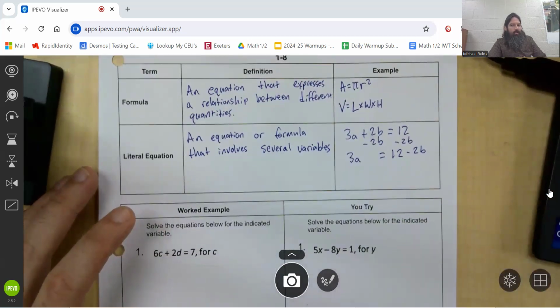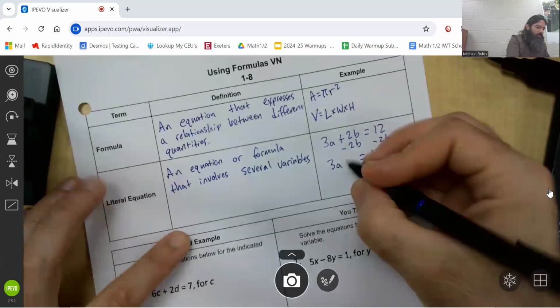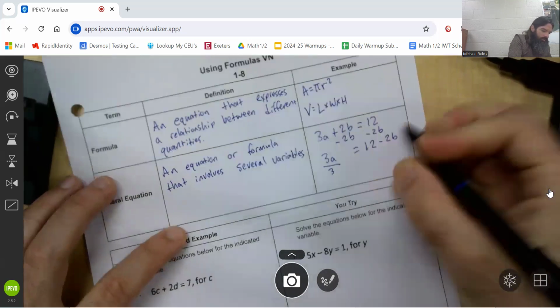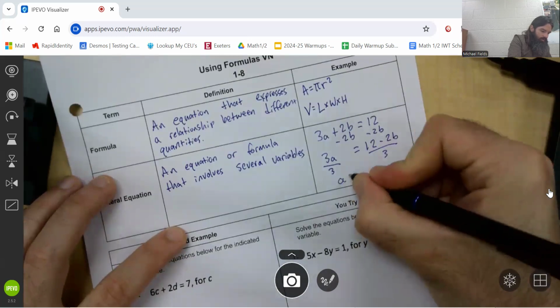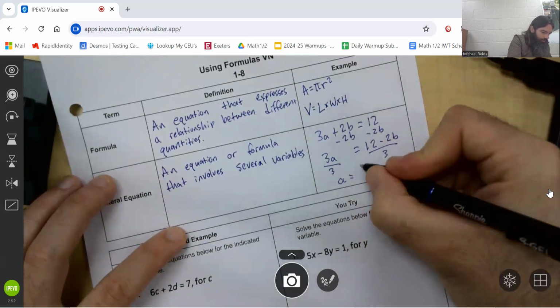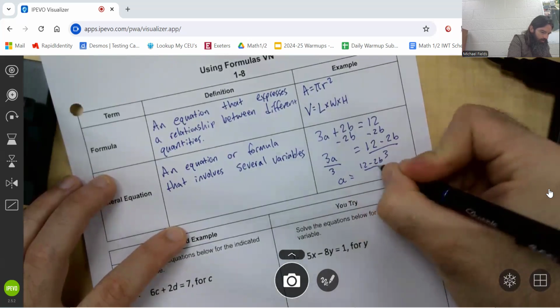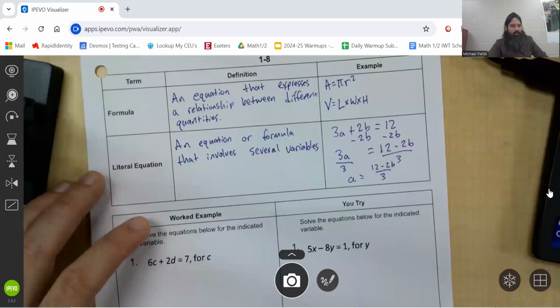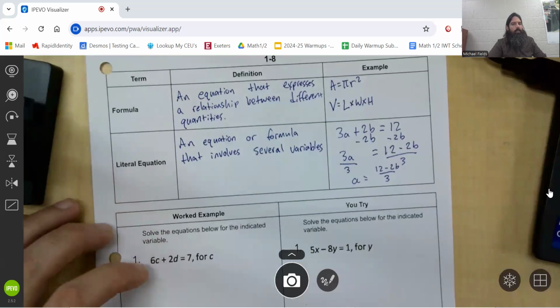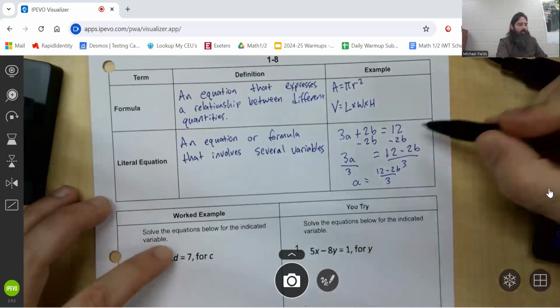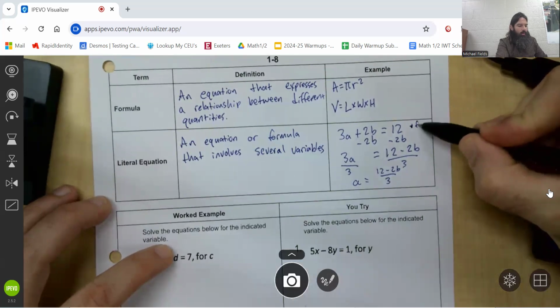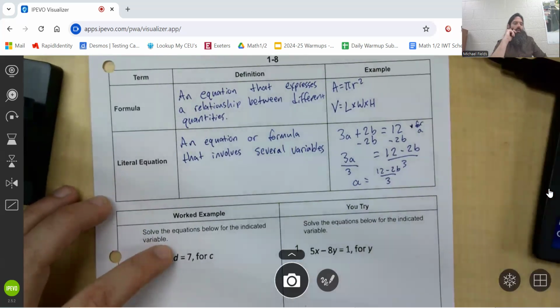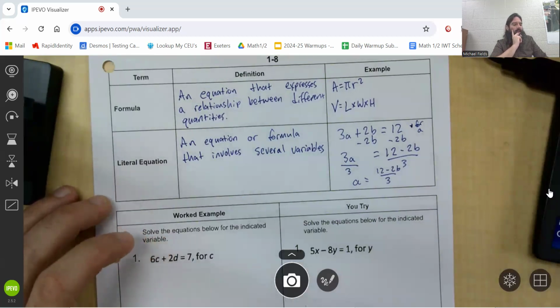My next step, just like if I was solving an equation, I would divide by 3, divide by 3, and a would equal 12 minus 2b over 3. Or you could say 4 minus 2/3 b. That would be solving this literal equation for a. You could also solve that literal equation for b. In the problems that we're looking at, it'll tell you what variable we want to solve for.